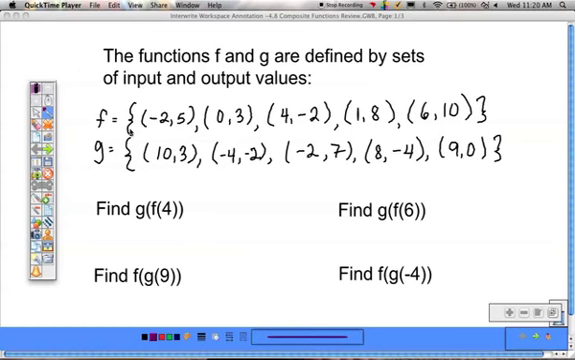Given functions defined by points on the function. So here functions f and g are defined by sets of input and output values, and you're asked to find each of the following. So the first one, find g of f of 4. You want to start in the innermost parentheses. So in the first one, we're going to find f of 4.